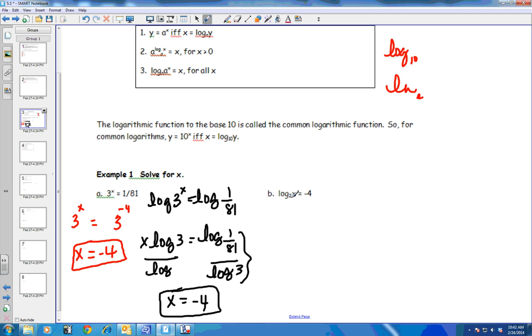Okay, let's solve part B. Log base 2 of x equals negative 4. Well, when we solve this, we need to write this in exponential form. So what is my base in this problem? My base is 2, so 2 is my base. Your exponent is always the number over on the other side of the equation. So it's going to be 2 to the negative 4 equals x. And then x equals whatever 2 to the negative 4 is, 1 over 16.